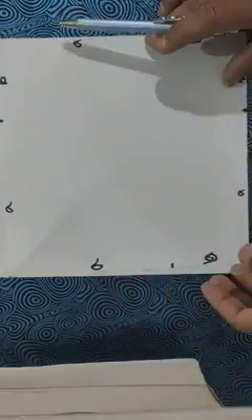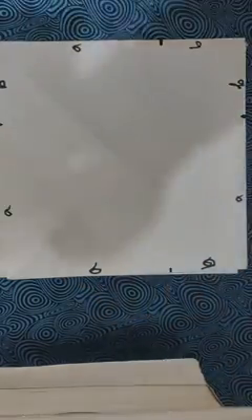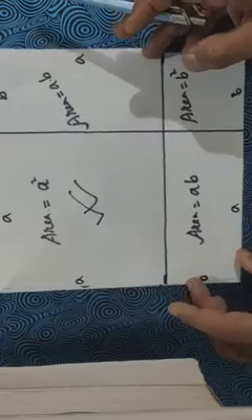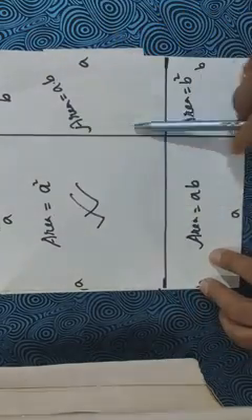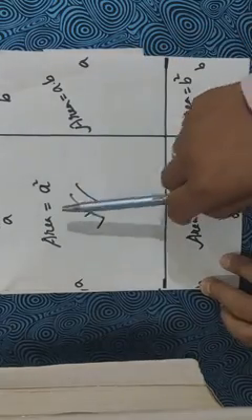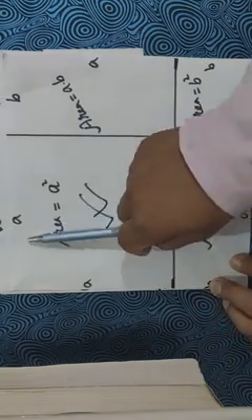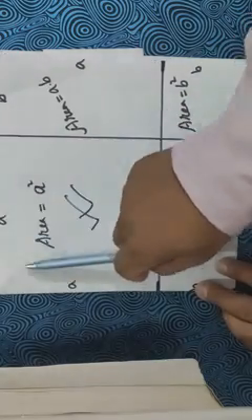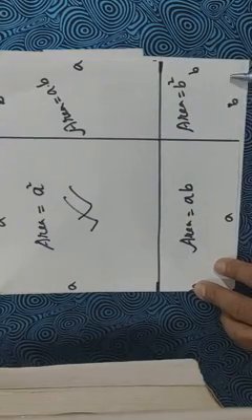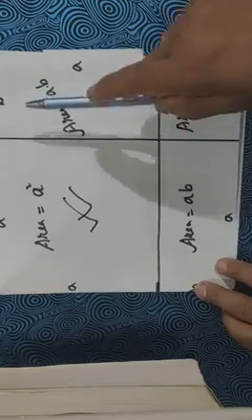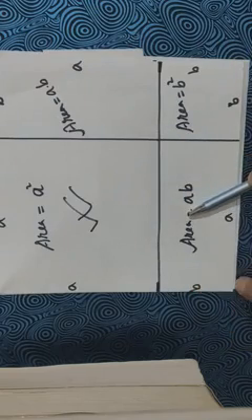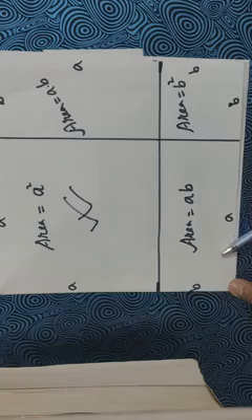Okay, after that you will join all these 4 points in such a way that you will get 2 squares and 2 rectangles. While joining these 2 points and these 2 points, you will get 2 squares. This is one square having sides A, and this is the square whose sides measure B each. This is a rectangle whose breadth is B and length is A. Similarly, this is a rectangle whose breadth is B and length is A.